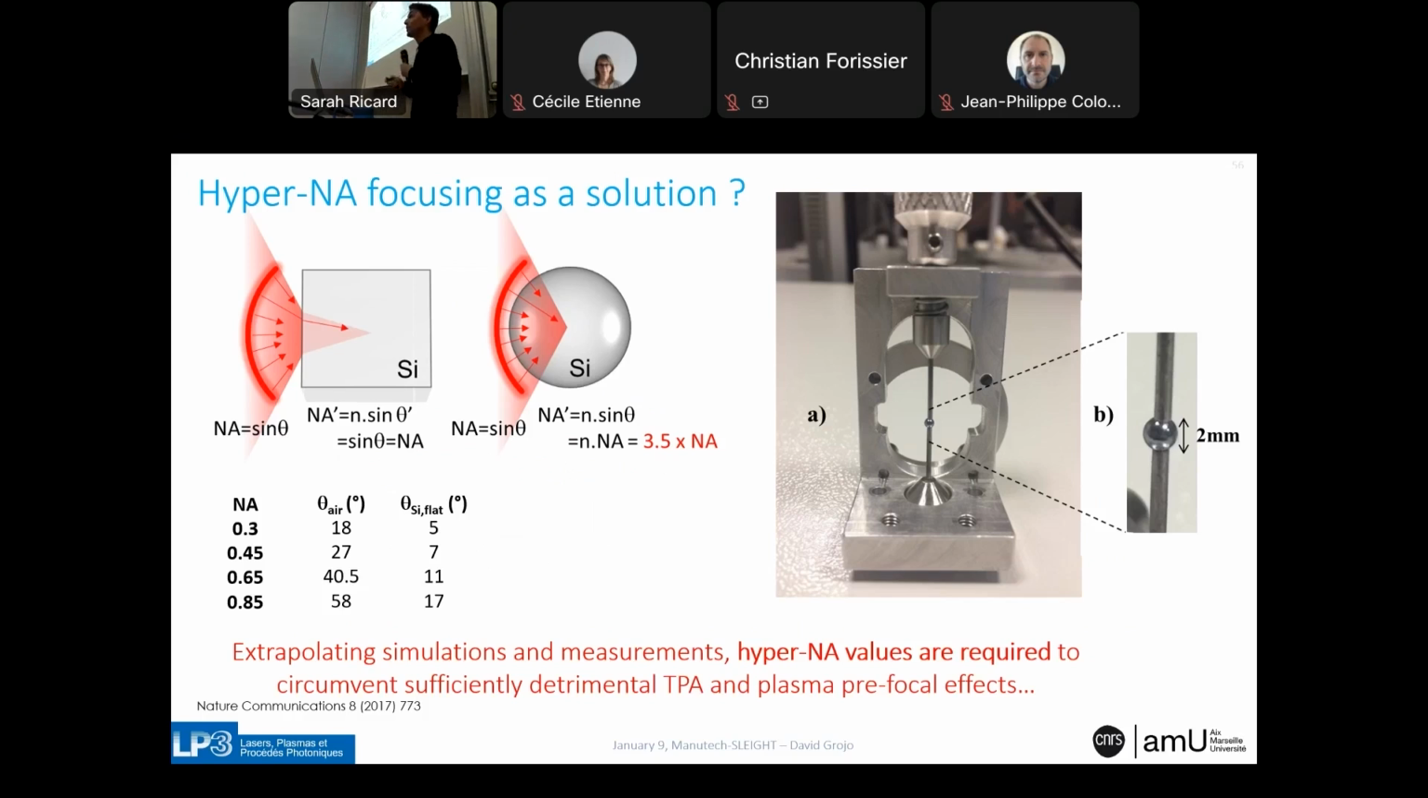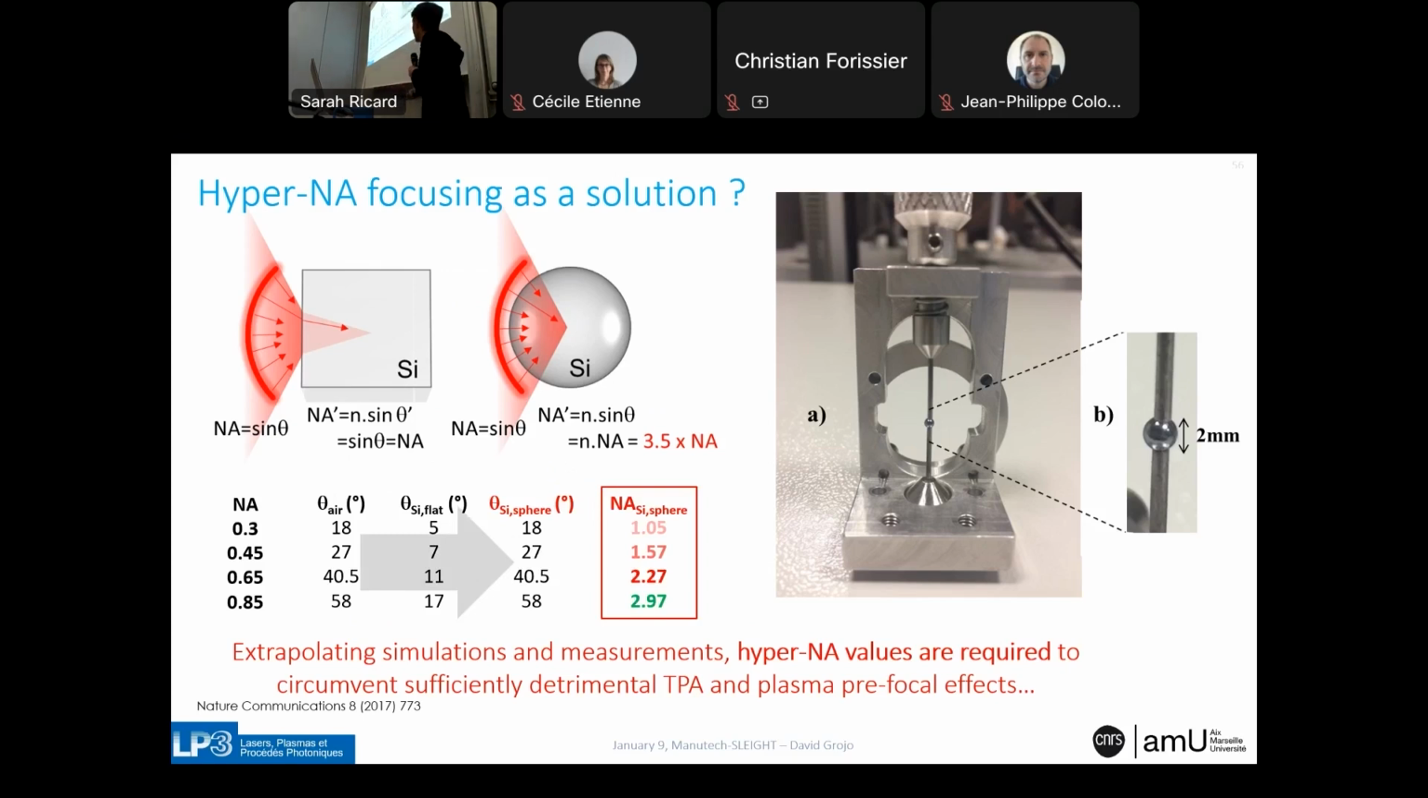So in practice, when you are in this situation, the definition of numerical aperture again is n sine theta. When you cross the interface, theta is not changing, but n is changing from 1 to 3.5. That means that when you do an experiment with a given numerical aperture, you are actually doing an experiment with an effective numerical aperture multiplied by 3.5. That means that if you work, let's say, with this set of microscope objectives, now you can perform experiments with an effective numerical aperture from 1 to almost 3.